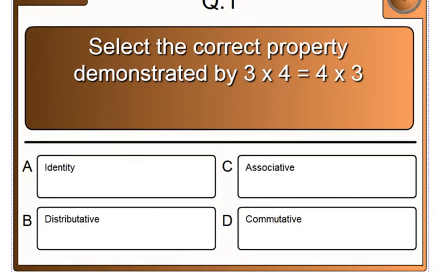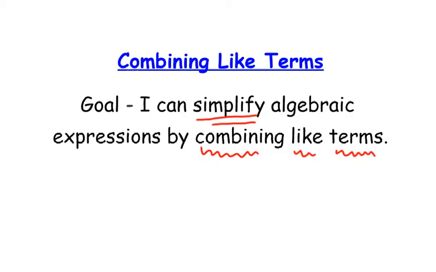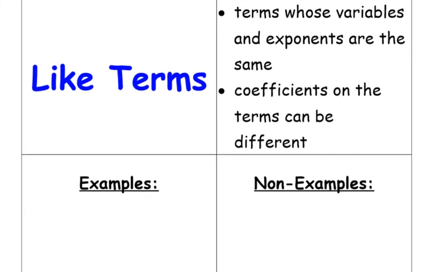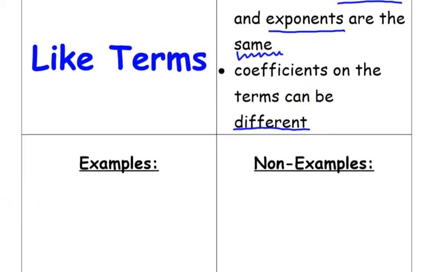So we are masters. Perfect. So we're going to go ahead and get started with combining like terms. We need to get started with a definition and some examples. Like terms, and this is very important, are terms whose variables, remember those are letters, and exponents are the same. The coefficients can be different. So let's look at some examples of that.